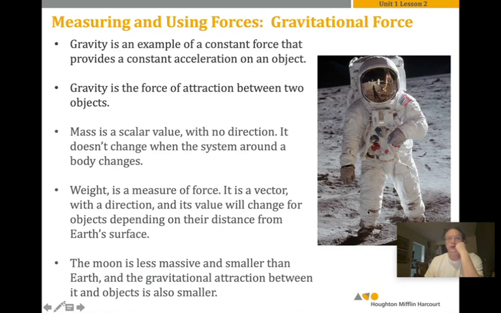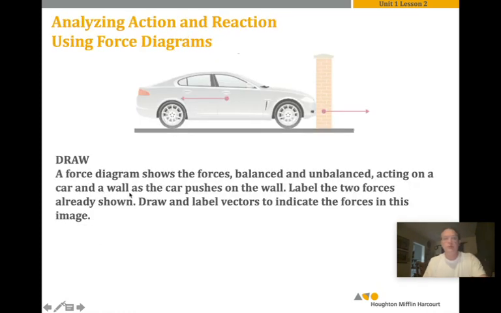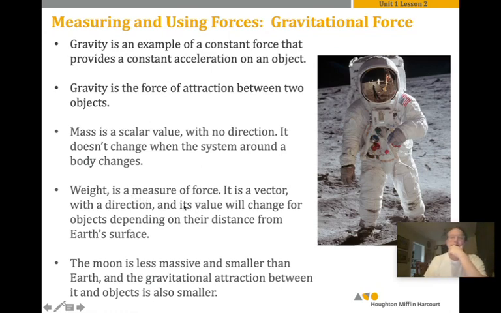However, the astronaut's weight is a measure of force. That will change when the astronaut goes to the moon, and the force that the astronaut can exert on the soil is different because of the size of the moon. It's a vector with direction. Its value will change for objects depending on their distance from Earth's surface. Since the moon is less massive and smaller than Earth, the gravitational attraction between it and objects is also smaller.